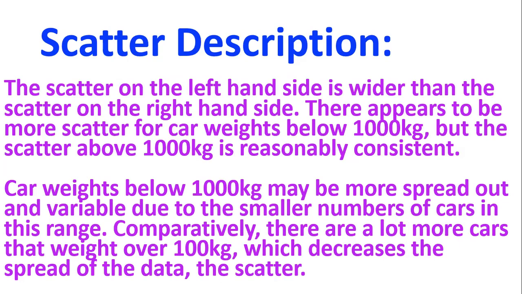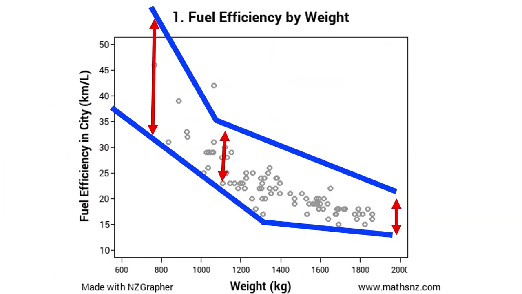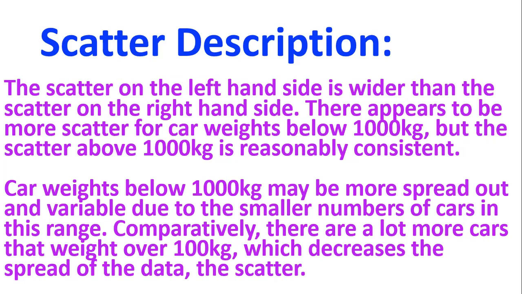So we can say the scatter on the left hand side is wider than the scatter on the right hand side. And then I'm being more specific. So the scatter for car weights below 1,000 kilograms, if I just go back to the graph, 1,000 kilograms, the scatter below that is much wider than the scatter above that.